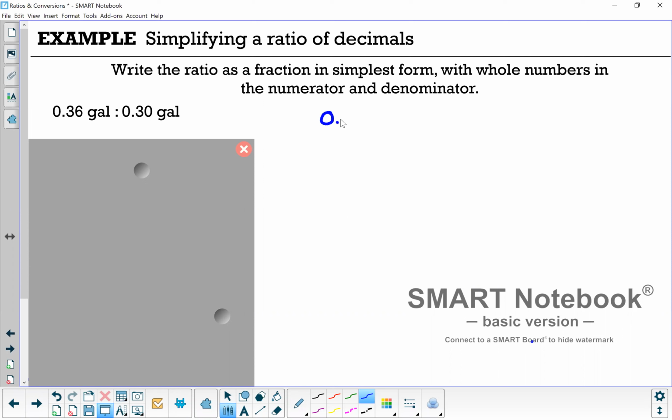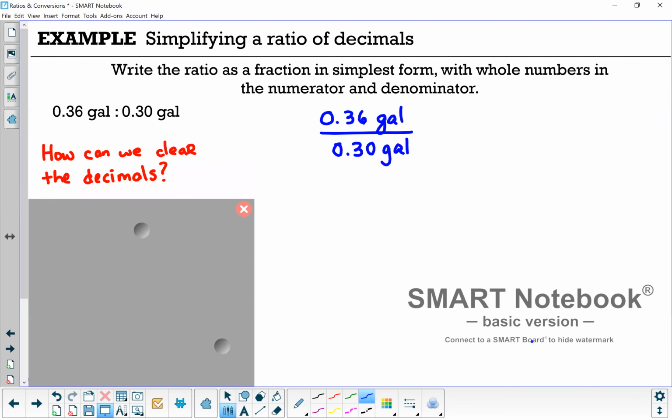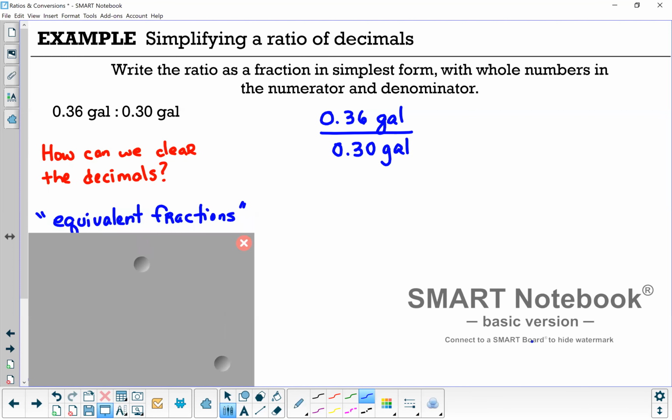So in our numerator, we have 0.36 gallons. In our denominator, 0.30 gallons. All right, now we can see we have decimal numbers for the numerator and denominator. So the first thing we want to consider is how can we clear the decimals? And so this employs a strategy of equivalent fractions.